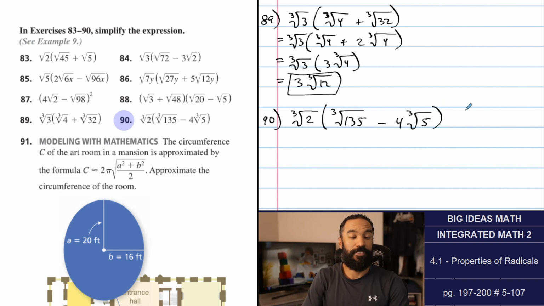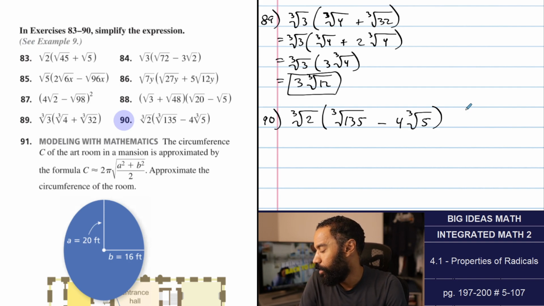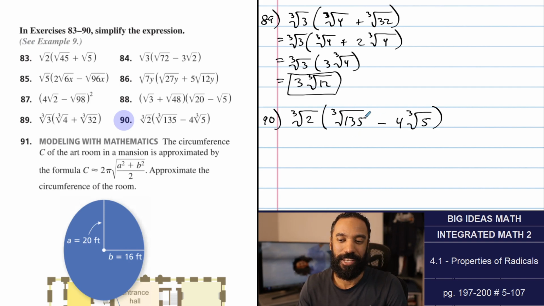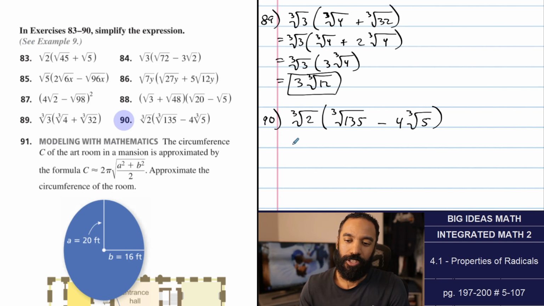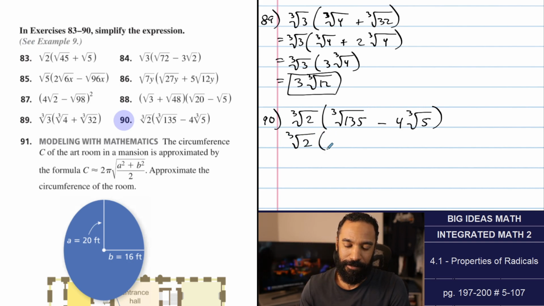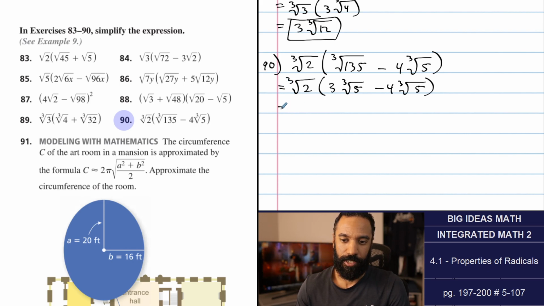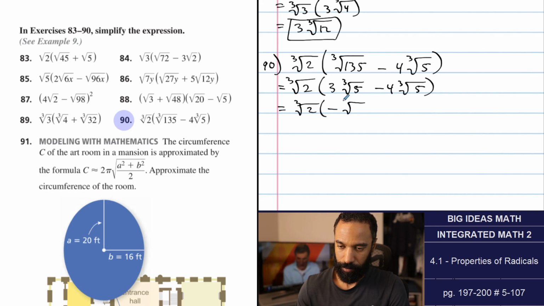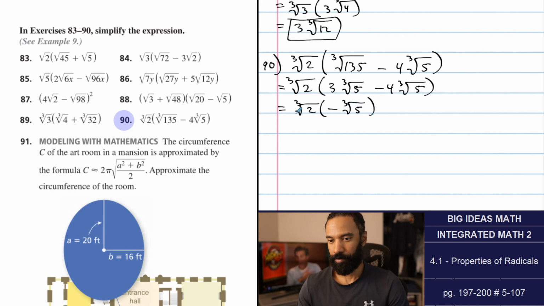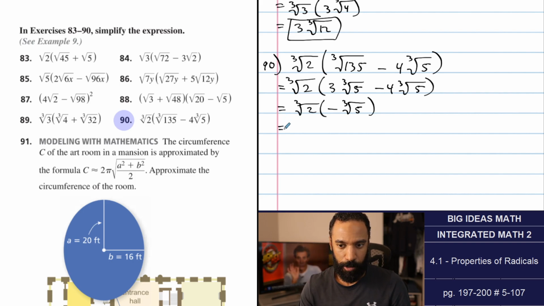I'm guessing 5 times 27 is 135. Let's see. Yep. So why did I say 27? Because 27 is a perfect cube of 3. So cube root of 2 times cube root of 27 times cube root of 5. So 3 times the cube root of 5 minus 4 times the cube root of 5. 3 minus 4 is negative 1. Cube root of 2 times cube root of 5 is cube root of 10, so negative cube root of 10.